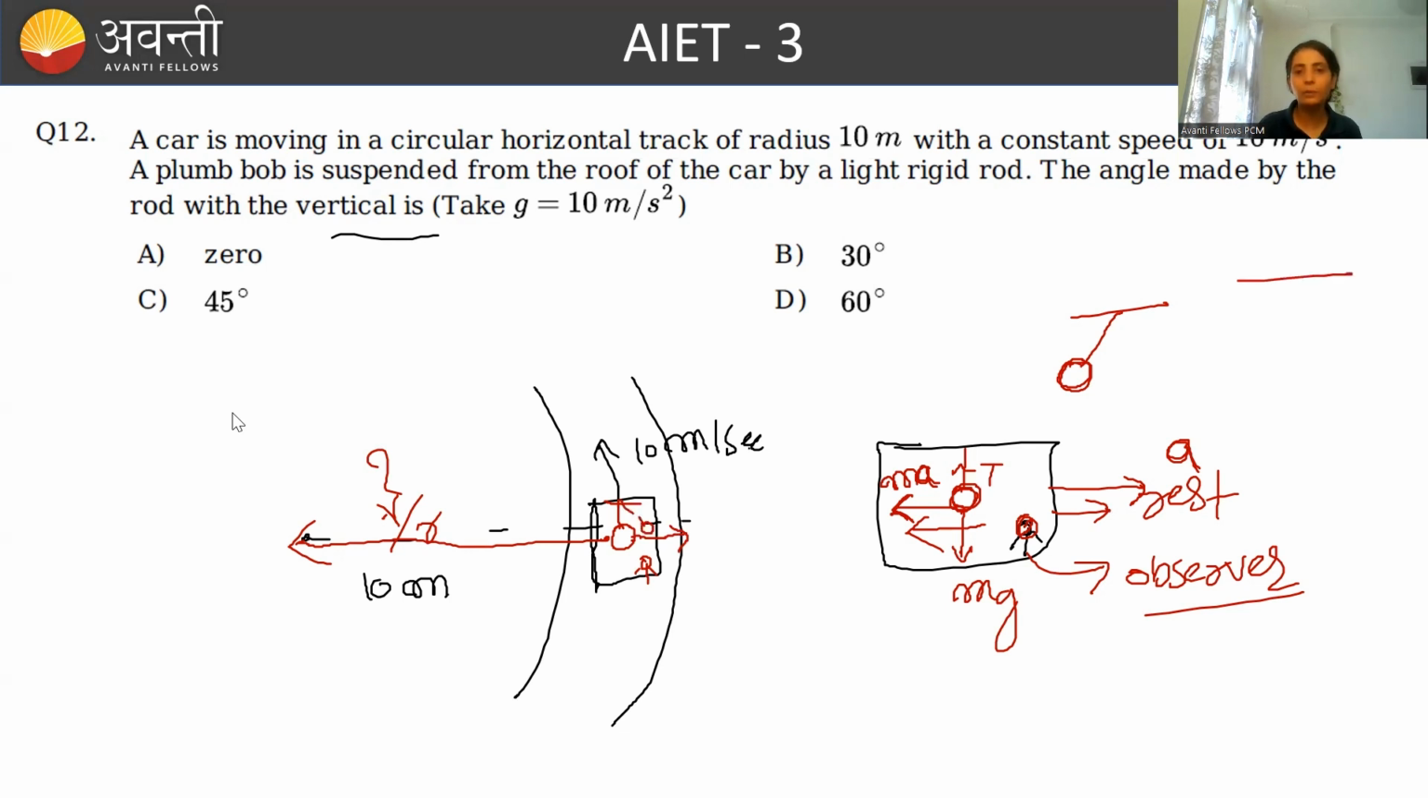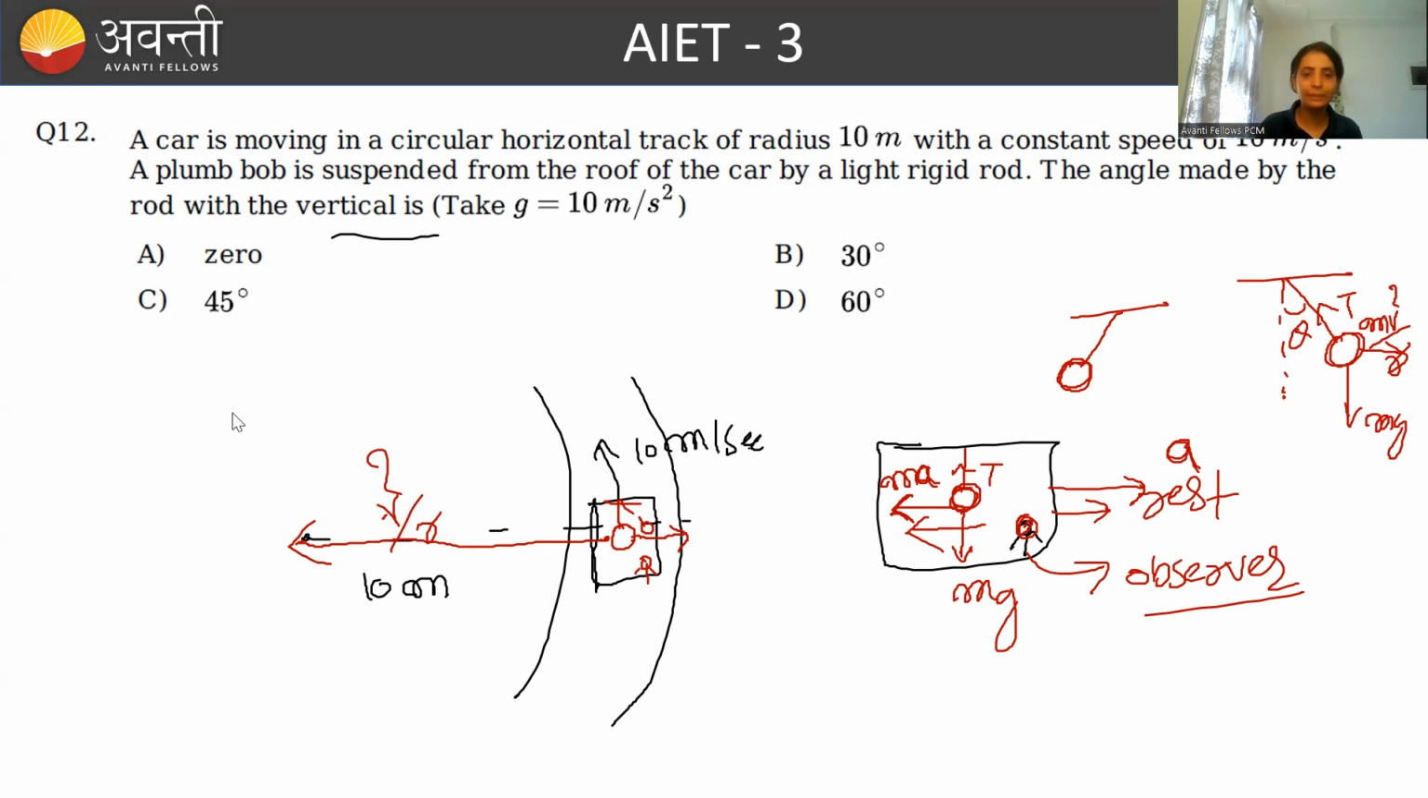Done? So let's write it outside. So the bob will go on like this. What will be the forces? T, mg downward, and in this direction mv square by r. Now this is the vertical line. Let this angle be theta.